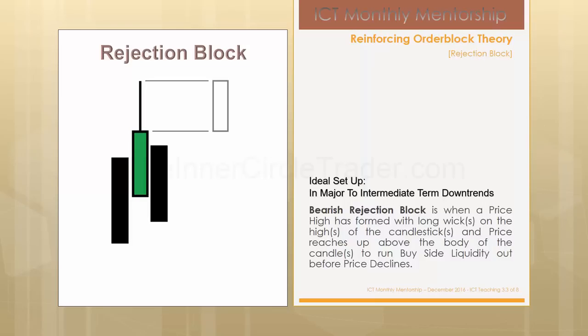And in your mind, you should be viewing it like we have here, a candle all in of itself. This range is going to be a selling block. In other words, we treat this as a bearish order block.